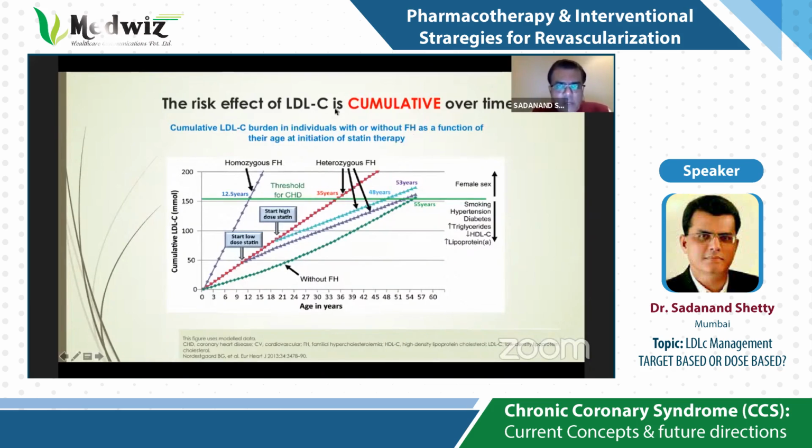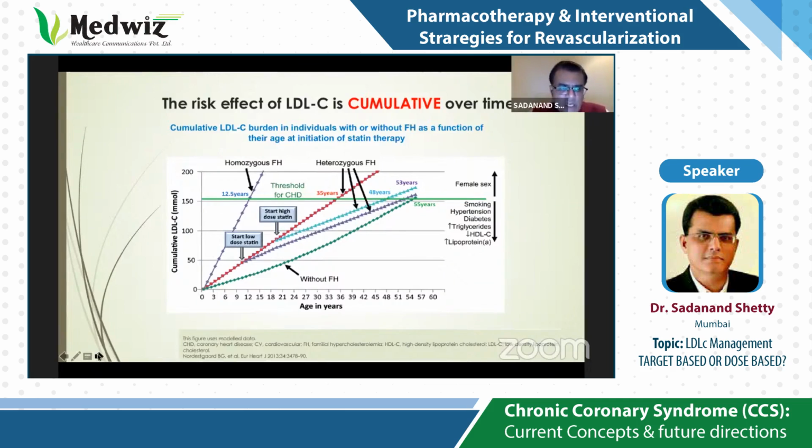This is one concept which is very, very important, what we call the cumulative over time effect of LDLC. If you see this graph, in a homozygous FH case, by the age of 12.5 years, there is almost 150 LDL, and as age advances, the LDL rises. Without FH, LDL reaches 150 at the age of 55. In heterozygous FH without any intervention, they reach the 150 level at almost the age of 35. If you start early statin, the curve shows LDL of 150 reached at the age of 53. And if you start at a little later age, then at the age of 48 years.